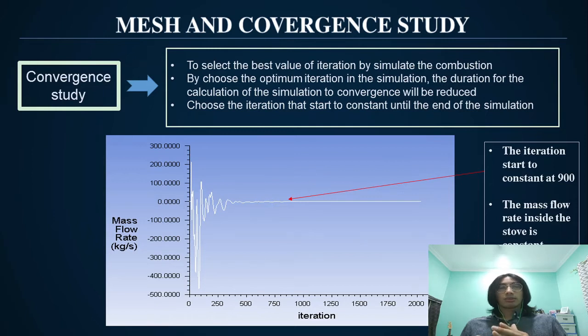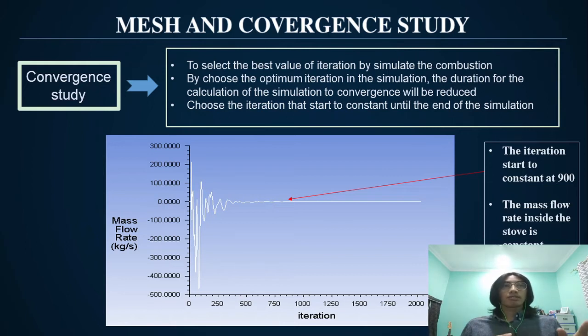The convergence study will proceed. By choosing the optimal iteration in this simulation, the duration for the calculation of the simulation to converge will be reduced. To simplify, by doing this, I can have a short time to complete the simulation and obtain precise values. I will choose the iteration that starts to be constant until the end of the simulation.